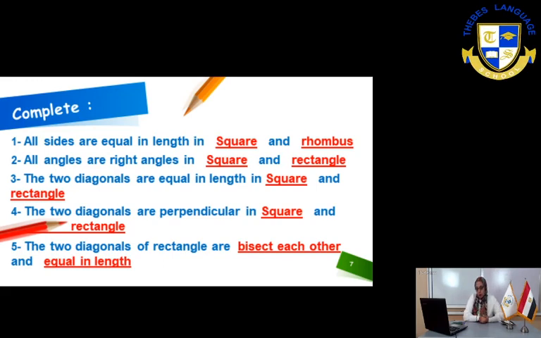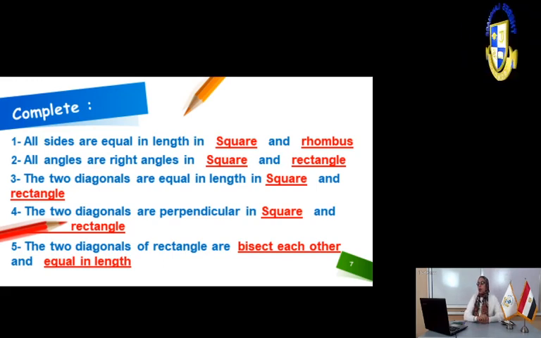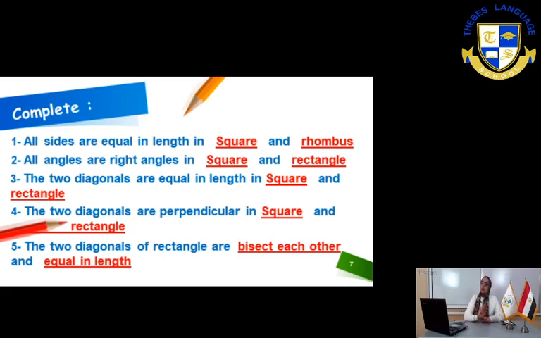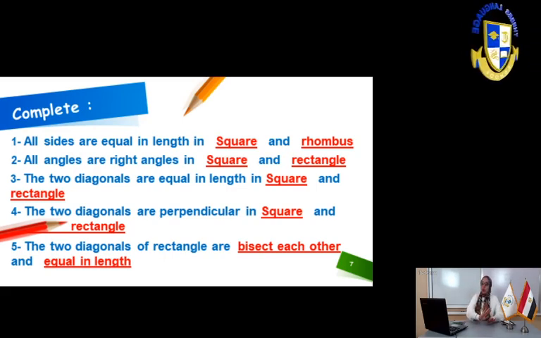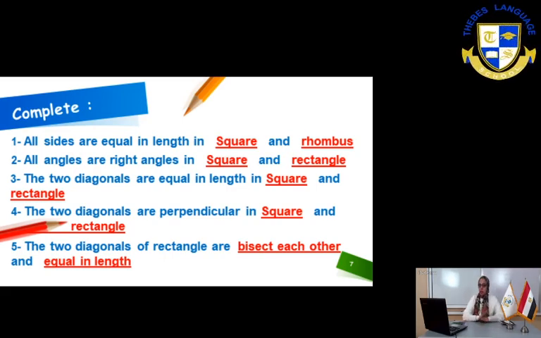Question 4. The 2 diagonals are perpendicular. For sure, the first polygon will be square. As we said, the square has all the properties of the diagonals. So the square. And which one? The diagonals are perpendicular. Excellent, rhombus.